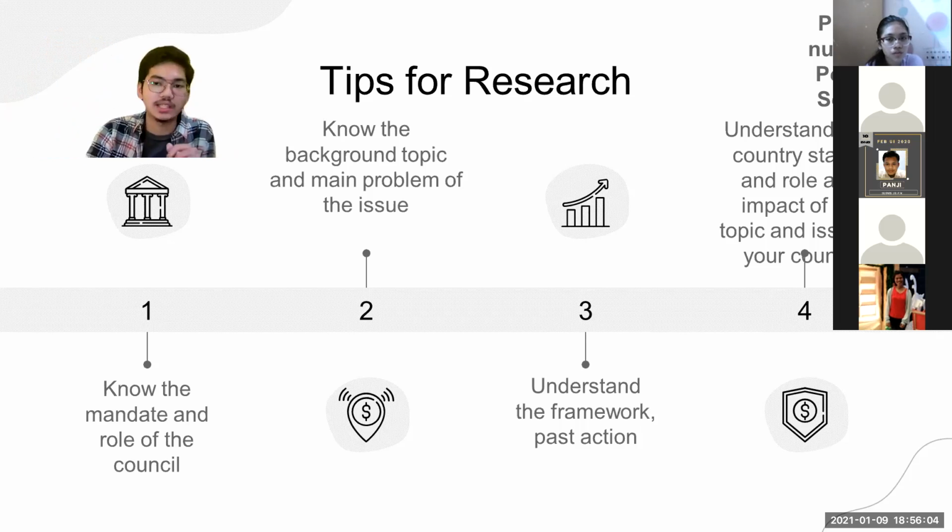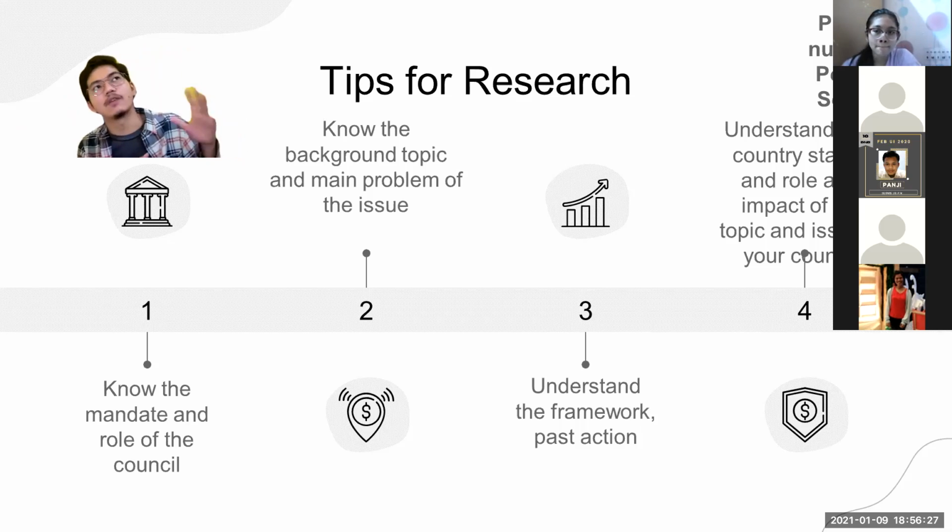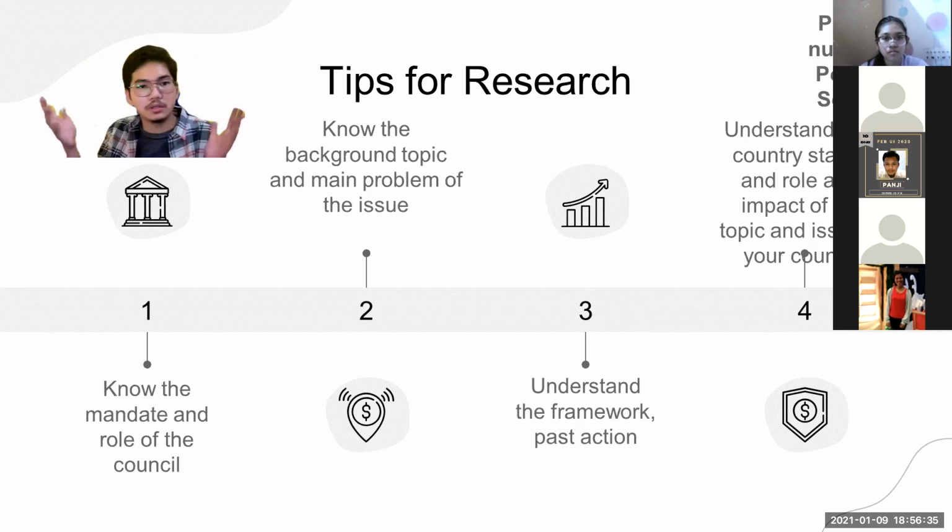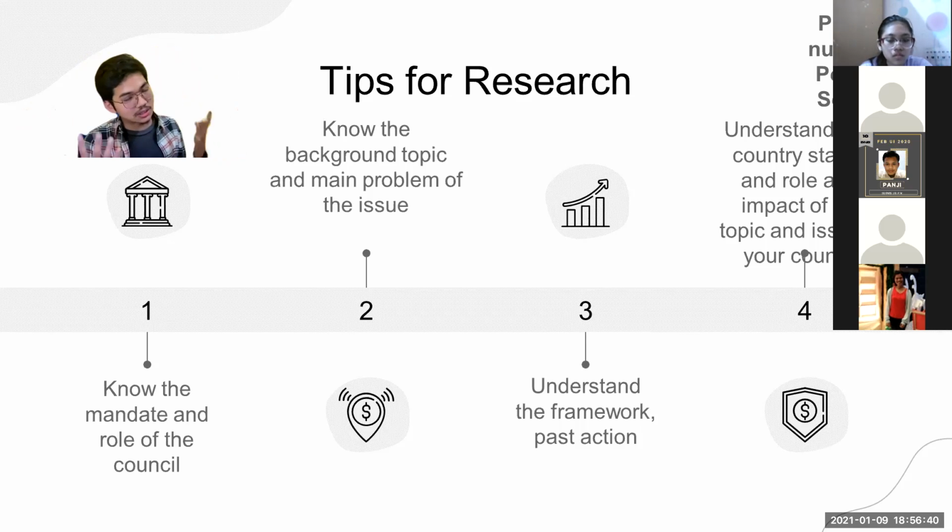But what you have to know is that you should be a country that proposes solutions based on factual data. You cannot propose a solution that you think is good while the fact of the matter is that it's not possible to happen. For example, you want to eradicate poverty, kemiskinan, by giving everyone $1 million. Where will the money come from? You have to talk about a possible solution. Understand your country stance as well.